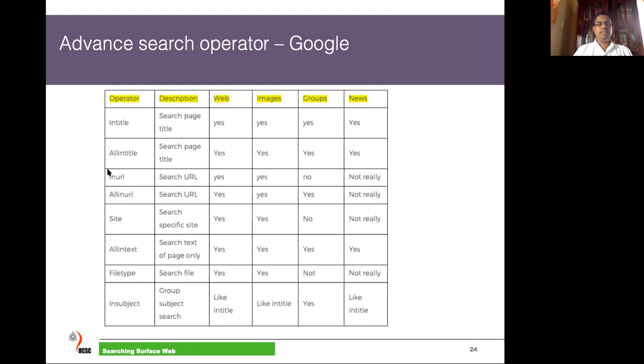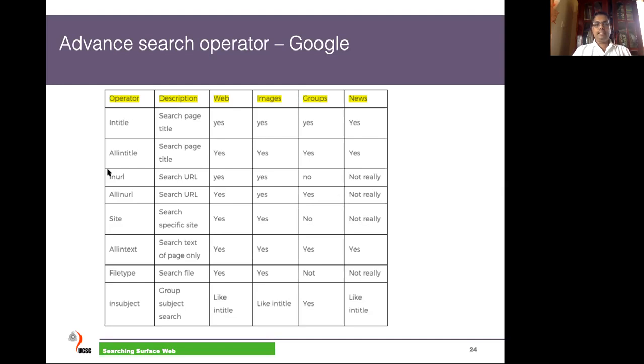For example, the intitle operator works for any kind of document. Allintitle, the same. Allintitle means all keywords you type need to be available in the title of the page. Inurl and allinurl. Inurl is not valid for groups. Allinurl is valid. It's not valid for news.